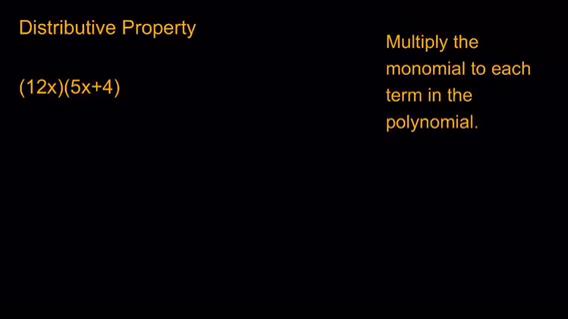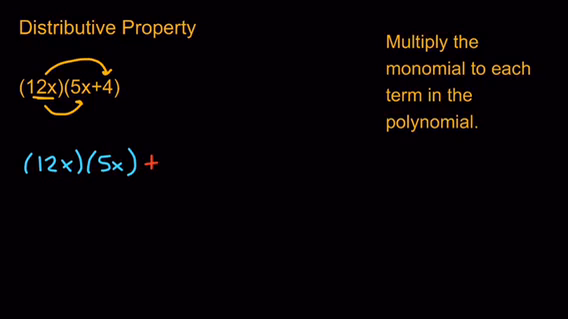Without further ado, this is how to multiply polynomials. To multiply using the distributive property, multiply the monomial to each term in the polynomial. So that would be 12x times 5x plus 12x times 4.